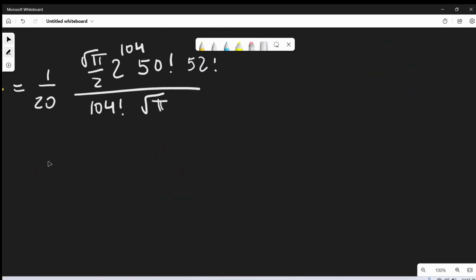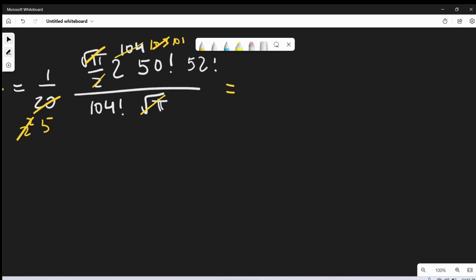Okay, as far as just cleaning this up, I'm not going to go too crazy with it. But one thing we can do for sure is we can cancel our square root of pi's. That's really nice to just get that out of there. Then I think I'll take this 2 and cancel it here, out of one of these 2's. I wonder if we can probably do more with this here. Like 20 is 2 squared times 5. So we can take another 2 out of here.